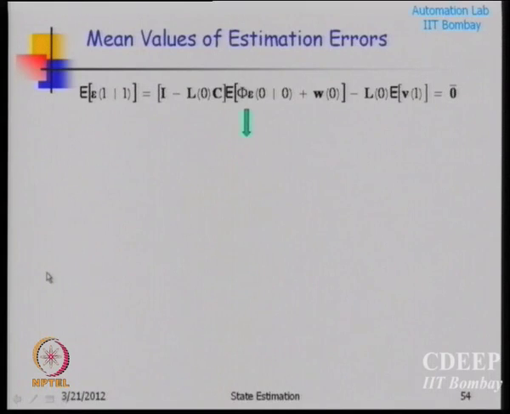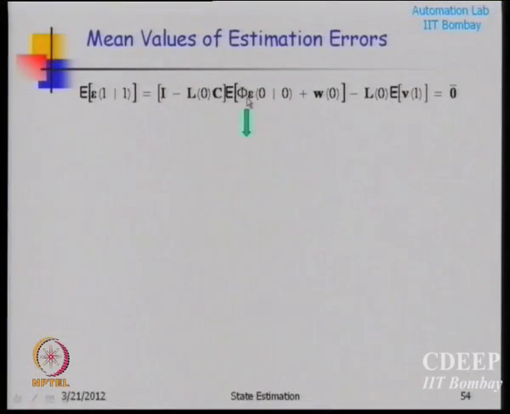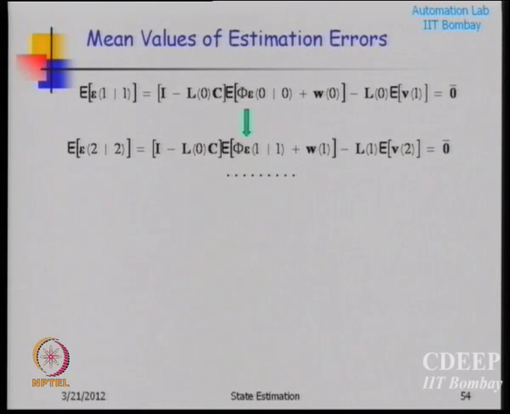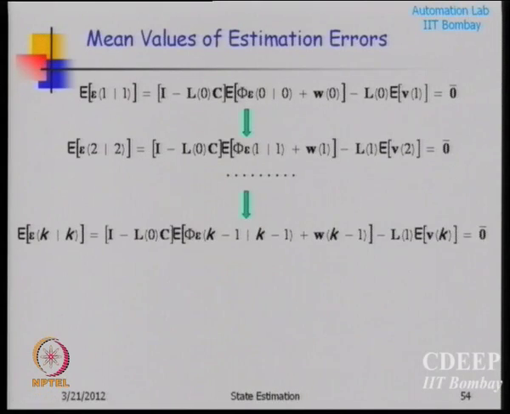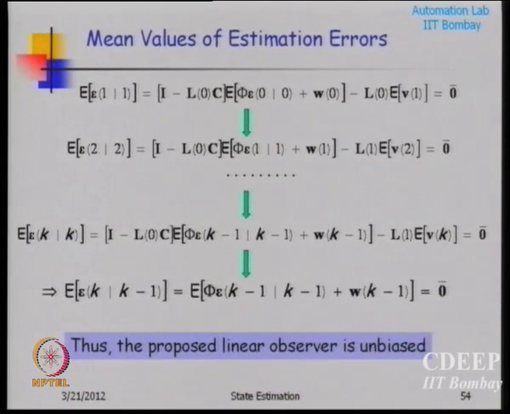Now, what is the expected value of E11? It will be (I minus L0C) into the expected value of phi into E00, plus W0. What is the expected value of E00? Our assumption is that it is 0. What is the expected value of W0? 0. What is the expected value of V1? 0, it is white noise. What is E22? E22 will depend upon E11, but that is 0. So what you can show is that if you assume the initial error has 0 mean, then all subsequent errors also have 0 mean. This is called an unbiased estimator.